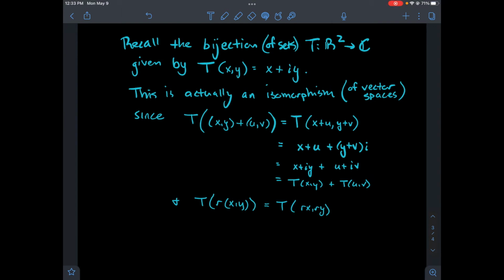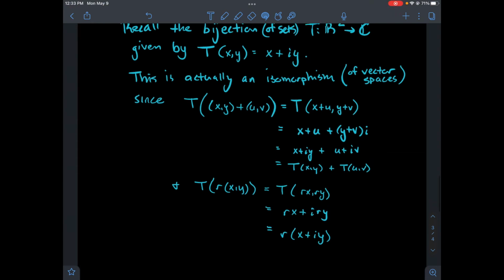And what else do I need to show you? To say that this thing is an isomorphism, we also need to check that it plays nicely with scalar multiplication. So if r is a real number, then what if I rescale this vector (x, y)? I just need to distribute r to x and y. That's what this says here. And now I want to think about what complex number T sends that to. T sends that to rx plus i ry. And now, what do I know about complex numbers? I can factor that r out front, and I get r times (x plus iy). And finally, I see that's r times T of (x, y). So that also tells me that T plays nicely with scalar multiplication.